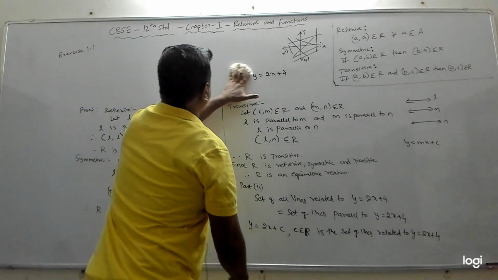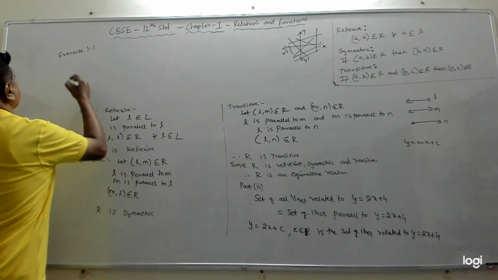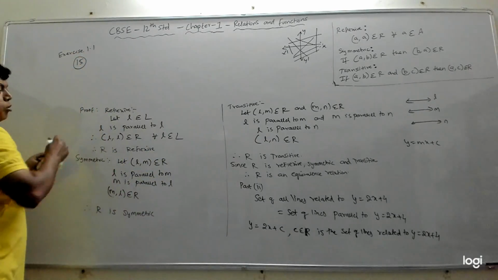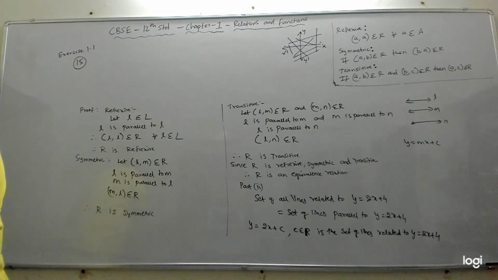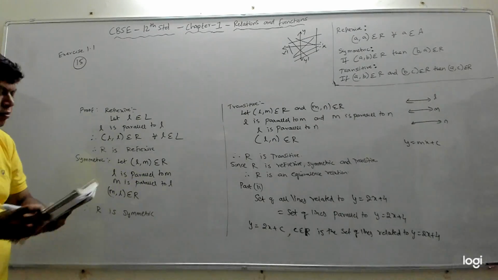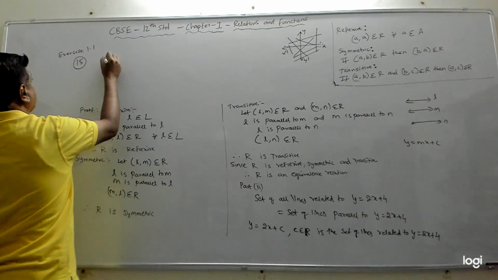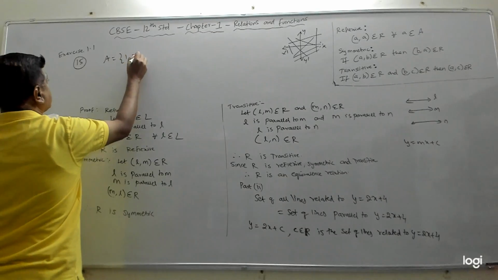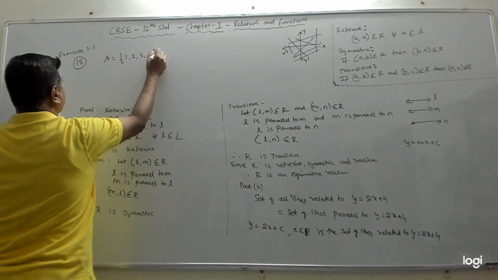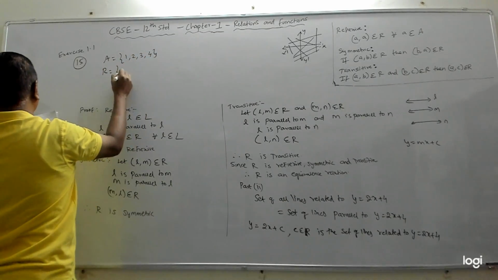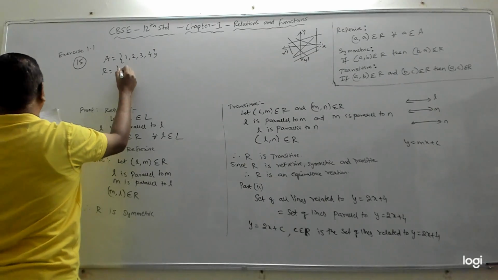We will do the 15th problem. What the 15th problem says is, in the book, let R be a relation in the set. Suppose I call this set as A. No name is given in the book, so we are calling this set as {1, 2, 3, 4}, and the relation R is what? It's an MCQ, multiple choice question.